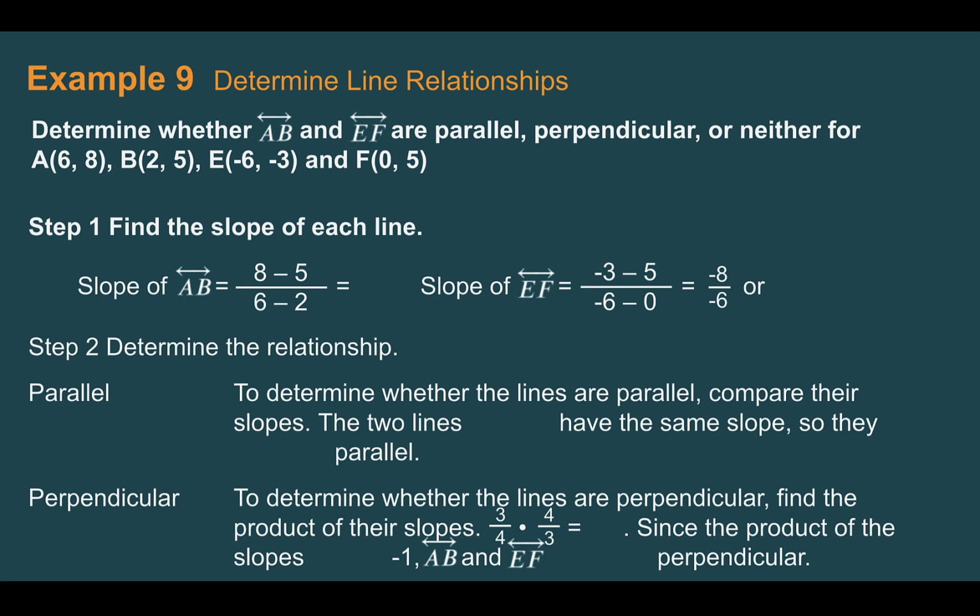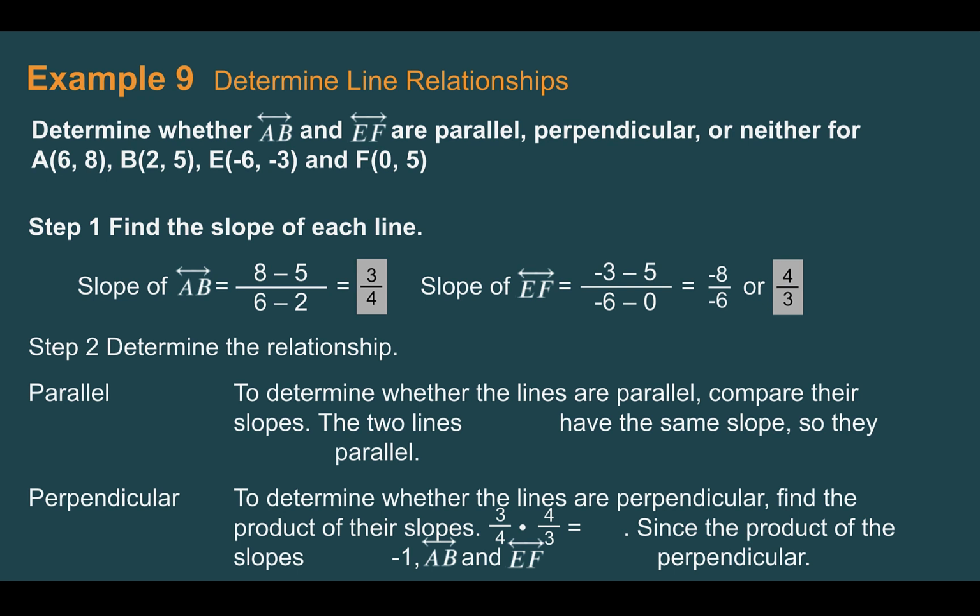So let's find the slope of each line. We're going to use the slope formula where we're subtracting the coordinates. So for AB, y minus y, 8 minus 5, is 3. And then x minus x, or 6 minus 2, is 4. So the slope is 3/4. For EF, if I do negative 3 minus 5, I get negative 8. If I do negative 6 minus 0, I get negative 6. If I reduce that, I end up with positive 4/3, since two negatives make a positive.